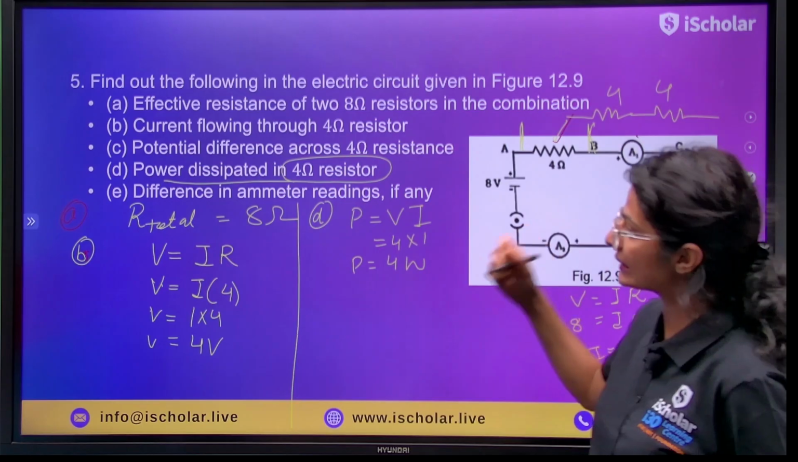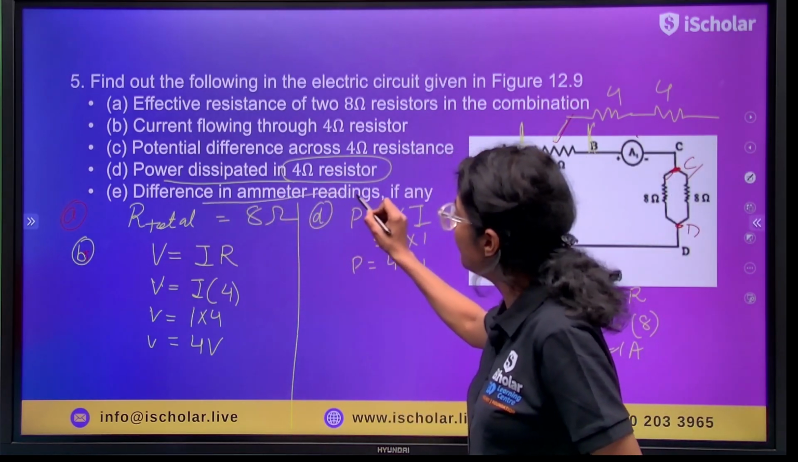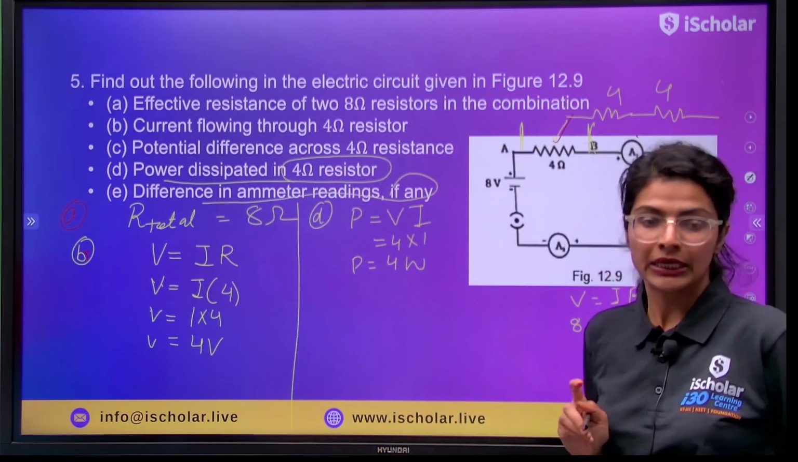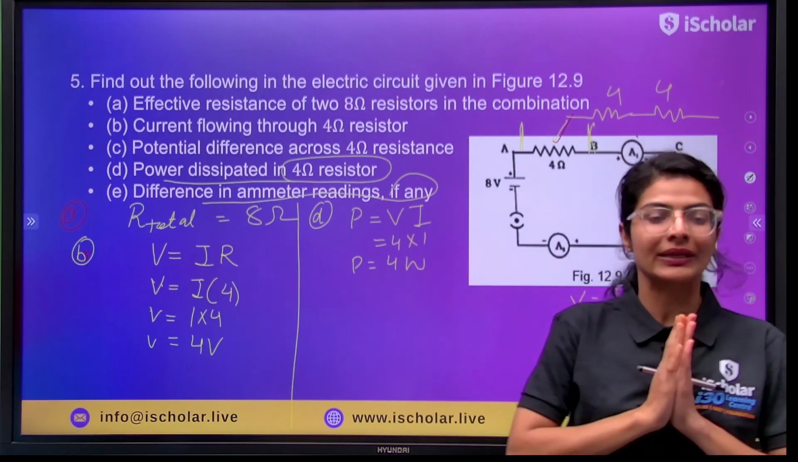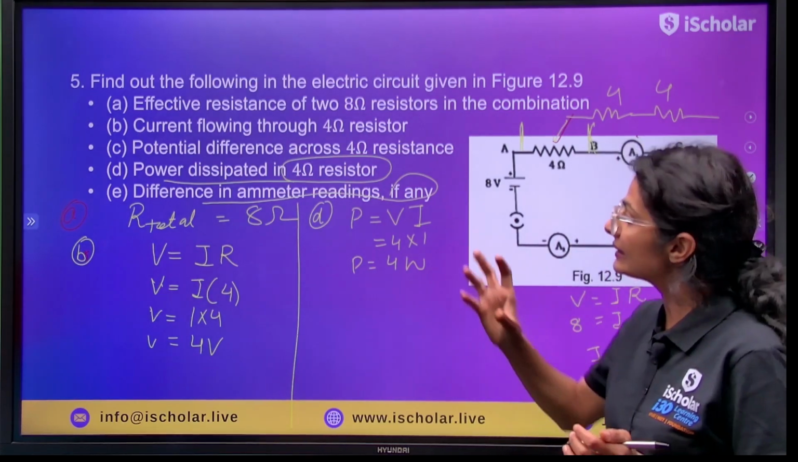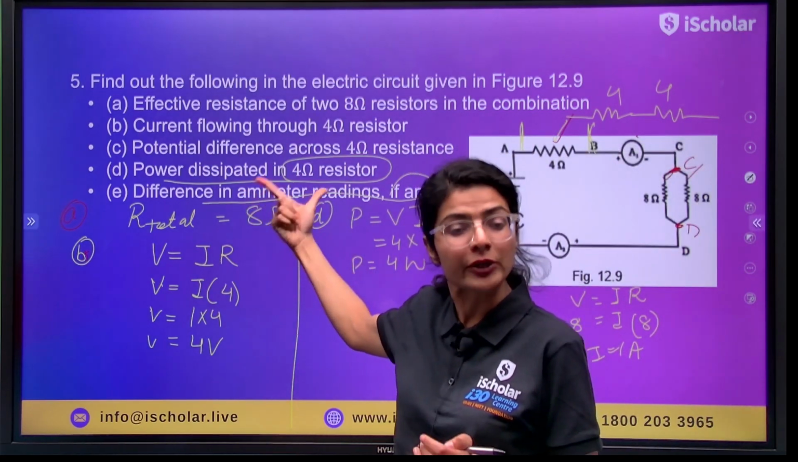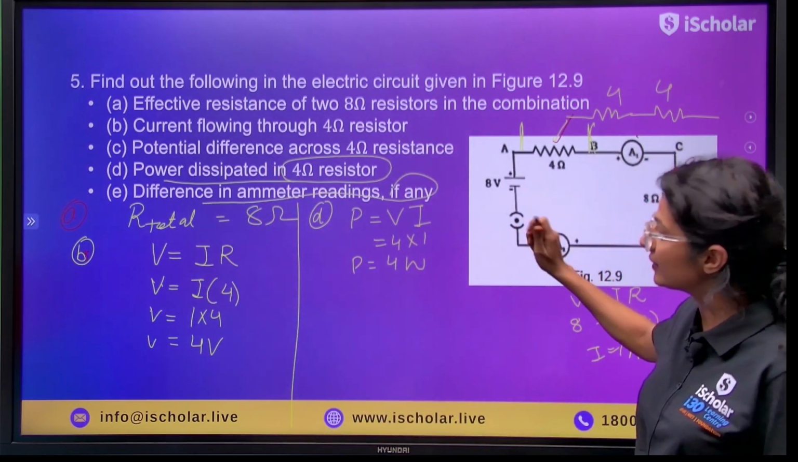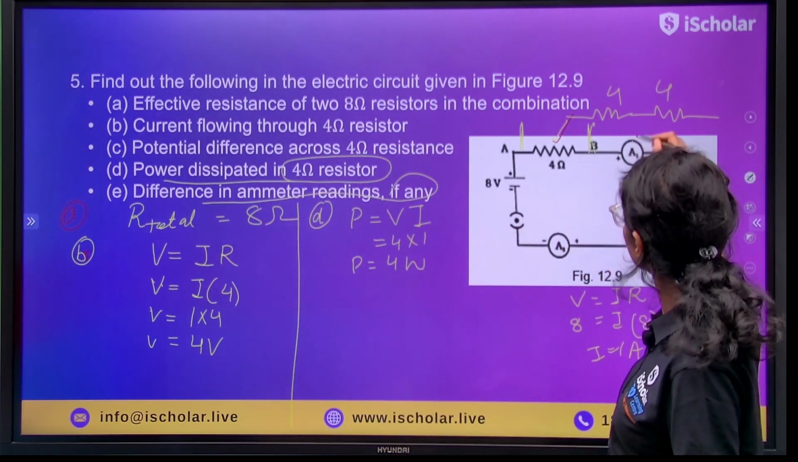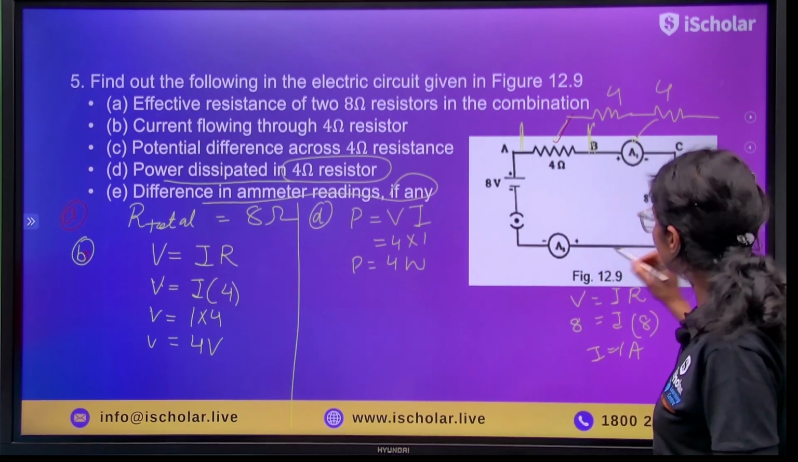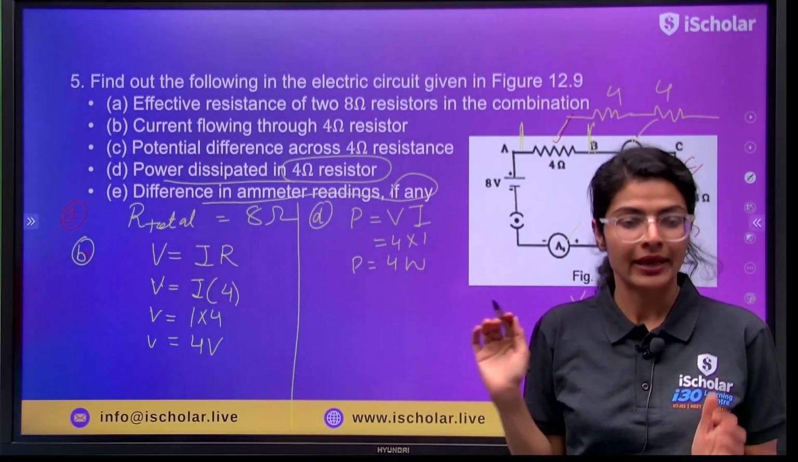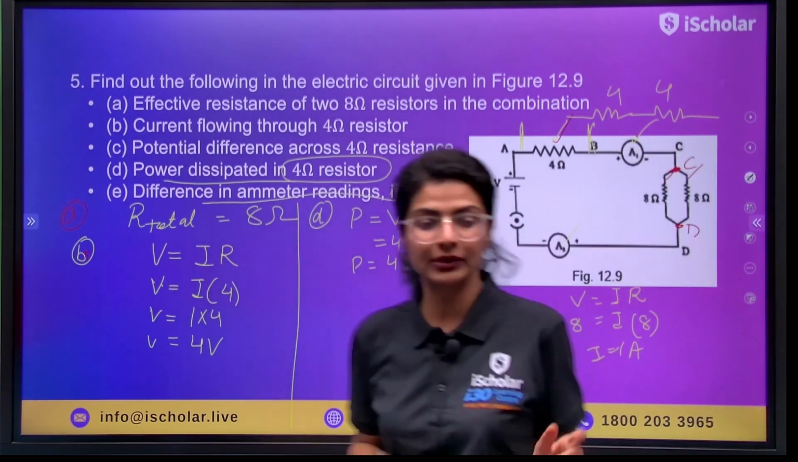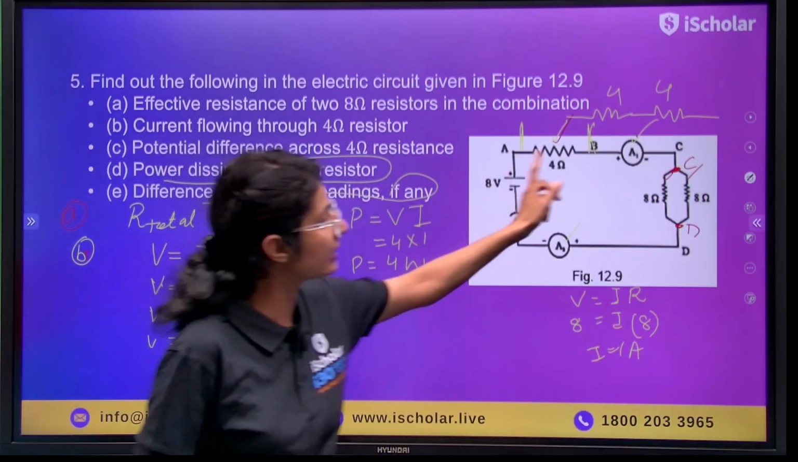Okay, coming to the next slide. Difference in the ammeter reading, if any. Now you should know, students, what is an ammeter. An ammeter is a device that measures the value of current passing through it. So now we have 2 ammeters showing in the circuit, that is the first ammeter A1 and the second ammeter, which is A2. It is asked, do we have the same reading in these or different readings?